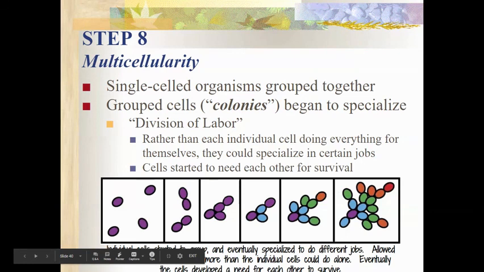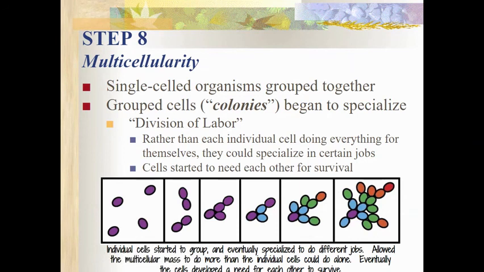So then that leads to step 8, multicellularity. Single-celled organisms began to group together, and these grouped cells, called colonies, began to specialize. This is called division of labor. Rather than each individual cell having to do everything for themselves, cells could start to specialize in certain jobs and help each other out. And through this, cells started to need each other for survival.